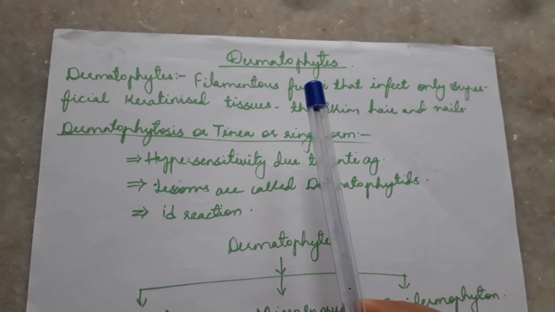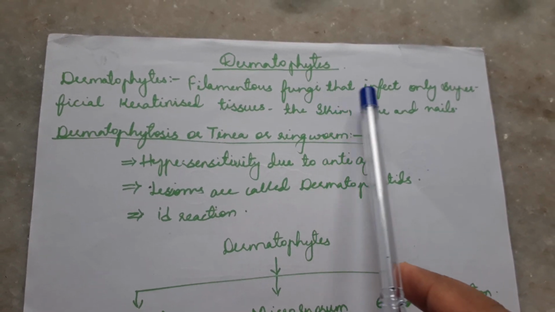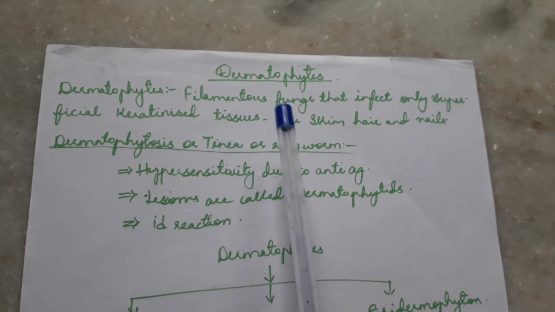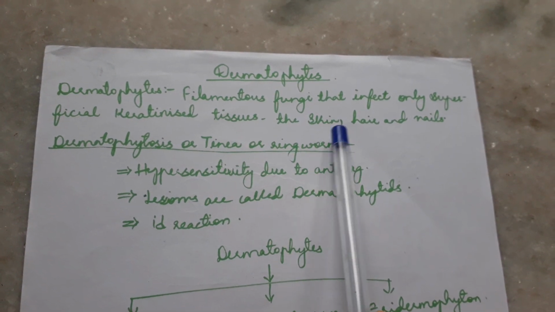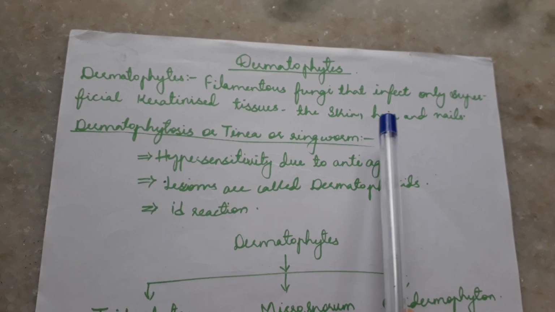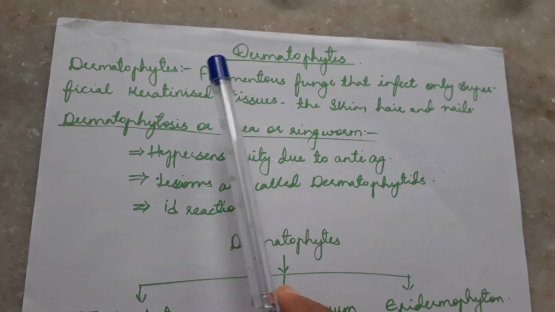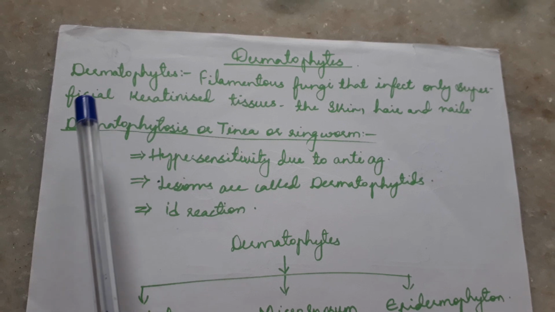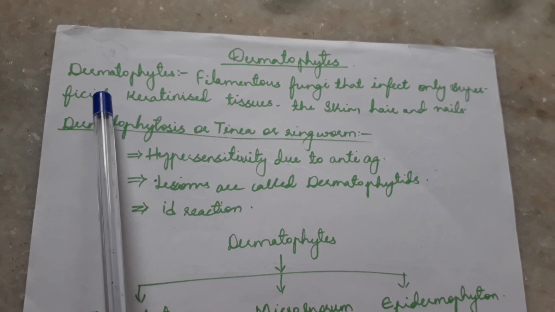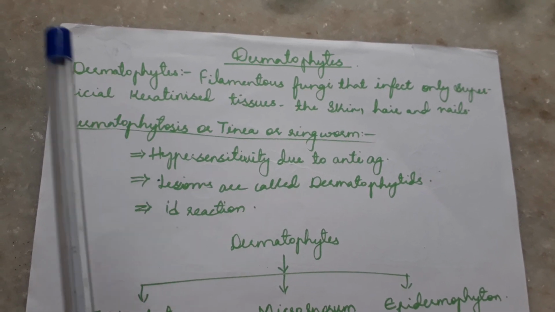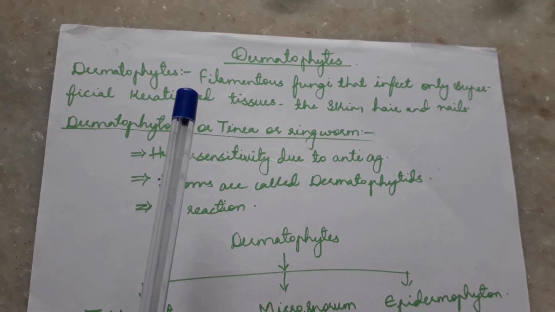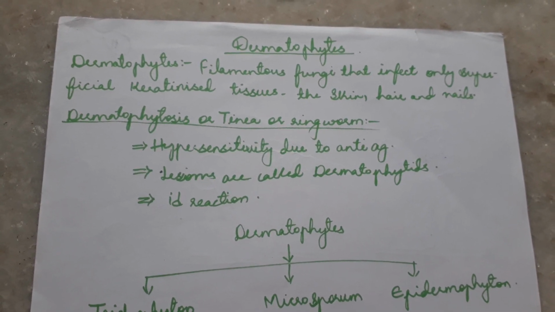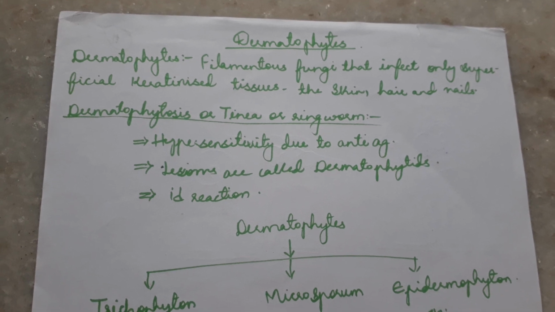Dermatophytes are filamentous fungi that infect only superficial keratinized tissues. What are they? The skin, hair and nails. The name itself is saying superficial. It infects superficial keratinized tissues, not deeper. It breaks down keratin and utilizes it.